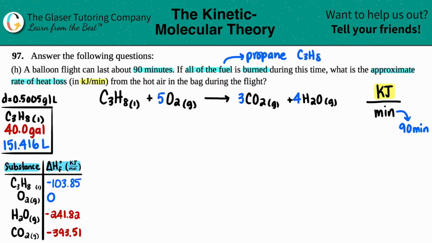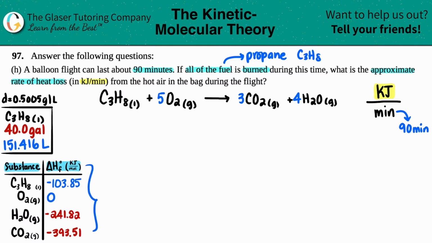So if all of it was burned, that means that all of the 151.416 liters is used, right? But how am I going to get a liter value in terms of a kilojoule? Because remember, this is essentially what we're trying to solve for. That's where another chapter comes in. Kilojoule, remember, is enthalpy. And enthalpy values are found in the back of the chapter.